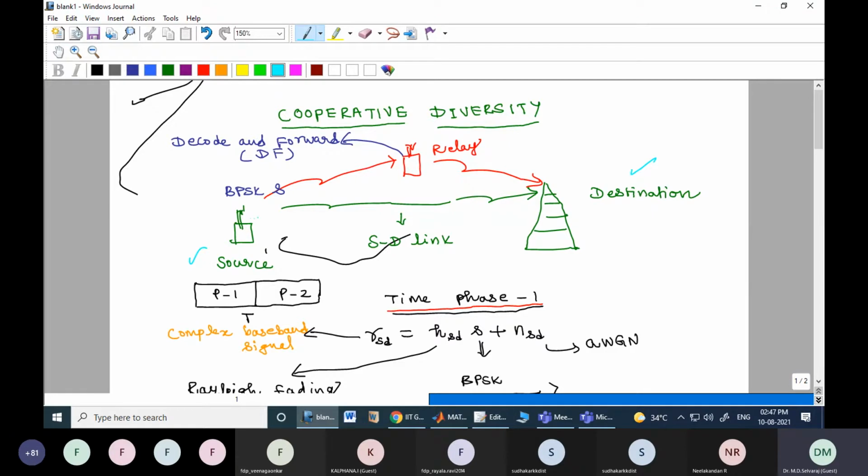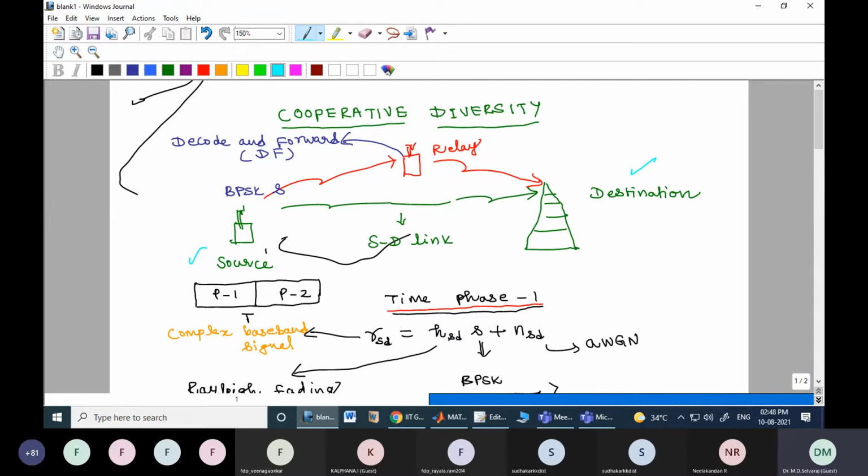So the source is at one end of the hall, and the destination is at the other end of the hall. You can assume it is a long hall. Between the source and destination, we have the relay. The relay's job is to receive the source data and forward it to the destination. The relay follows a protocol called decode and forward protocol, in short DF. Decode and forward is basically a digital protocol where we detect and forward the data to the destination.